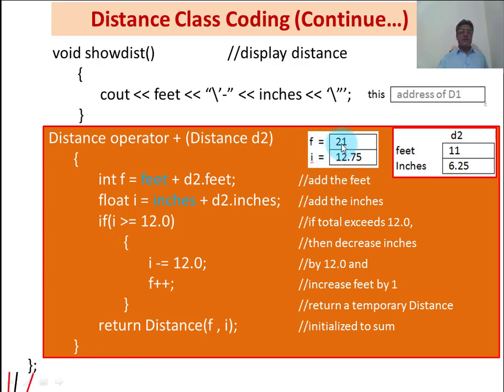This is the sum of 2 feet of D1 and D2, and this is the sum of 2 inches, this is the sum of 2 inches of D2 dot inches and D1 dot inches.